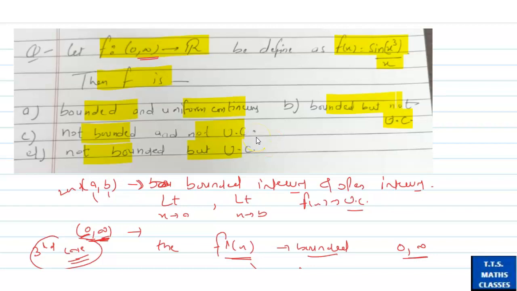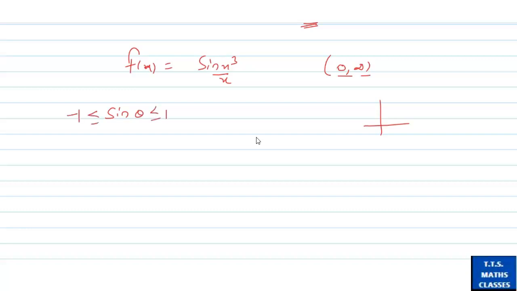Let us check option A. First of all, f(x) = sin(x cube) upon x, on 0 to infinity. First we should check whether it is bounded or not. For boundedness, we check the endpoints. If the value of the function at an endpoint is finite, then the function is bounded. Clearly the value of sine for any angle lies between -1 and 1, so clearly it is bounded.